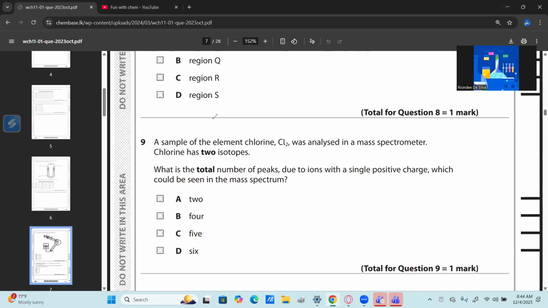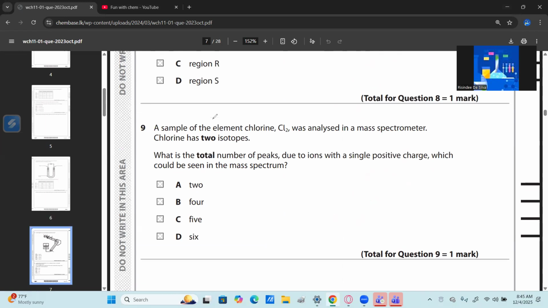A sample of the element chlorine was analyzed in a mass spectrometer. Chlorine has two isotopes. What is the total number of peaks due to the ions with a single positive charge, which could be seen in the mass spectrum? So we have chlorine with two isotopes. What is the total number of peaks due to the ions with single positive charge?